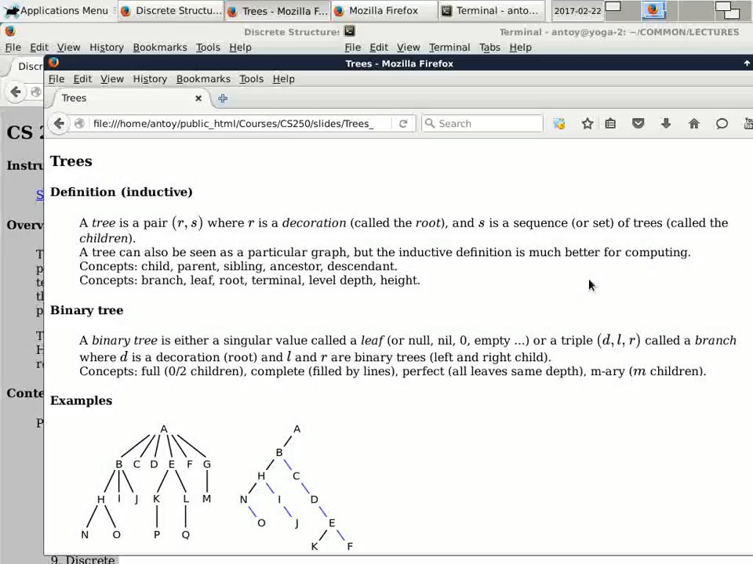A binary tree is either of two things, either a special value that we call null, nil, leaf, empty, zero, or is a triple, where you have again a decoration and two binary trees that we call left and right. So far so good?